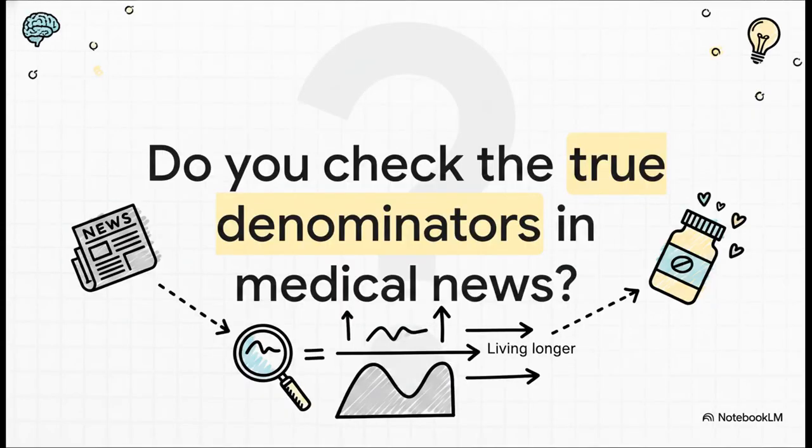Which brings us to the end of our explainer. I want to leave you with one final provocative question. Are you checking the true denominators behind the medical headlines you read? The next time you see a news report panicking that a disease is surging, just stop and ask yourself, is the true incidence actually rising? Or is a new drug just keeping people alive longer, naturally pushing up the prevalence? The power to understand the absolute truth of health data is literally right there at the bottom of the fraction.